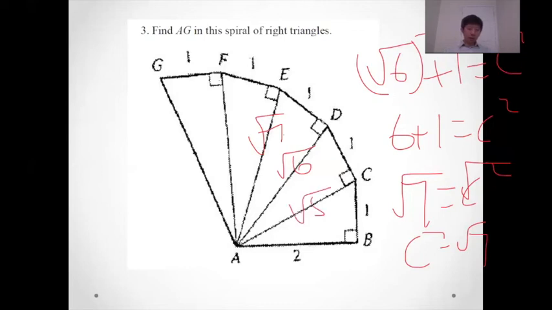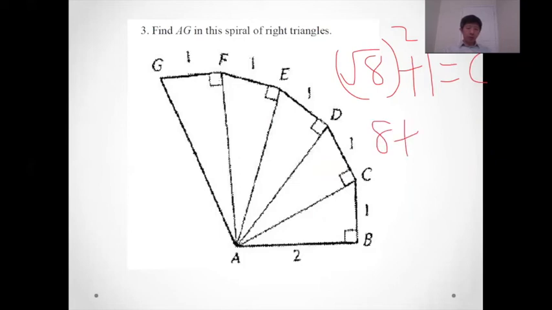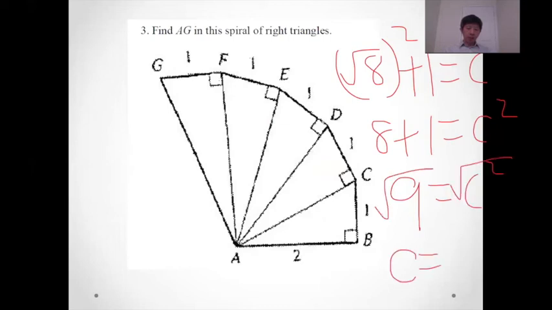Right? Square root of 5. Now, this must be square root of 8 if you find a pattern there. Right? Continue to this. So therefore, if this is square root of 8, what is the next one? Square root of a square plus b square equals c square. 8 plus 1 equals c square. 9 equals c square. Take a square root for both. C is equal to 3, right? So this would be square root of 9, which is equal to 3, right?